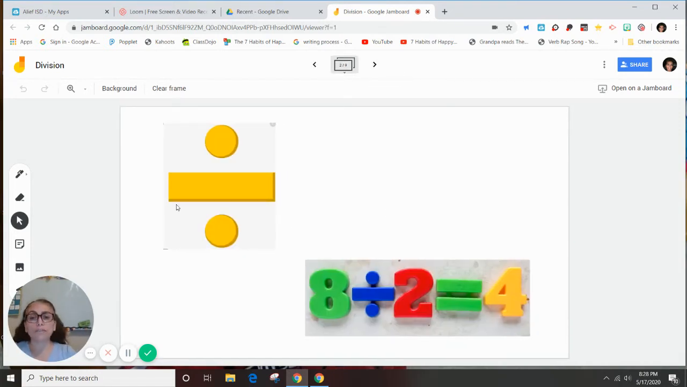For division, this is going to be my symbol. It's like this bar with a dot on the top and on the bottom. And I'm going to read it like 8 divided by 2 equals 4, or 8 divided or shared equally into 2 groups, 4 on each group. That's the way that I'm going to read the division.